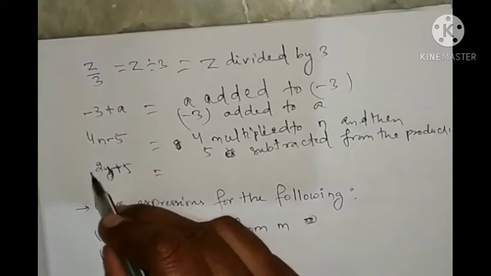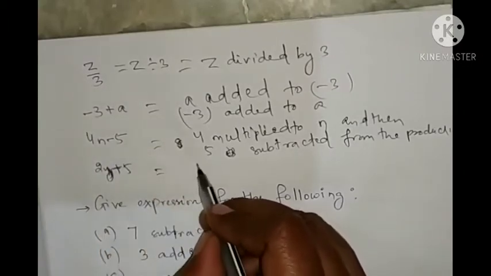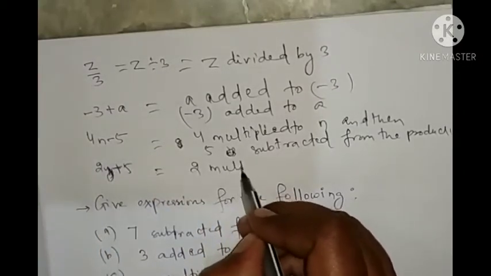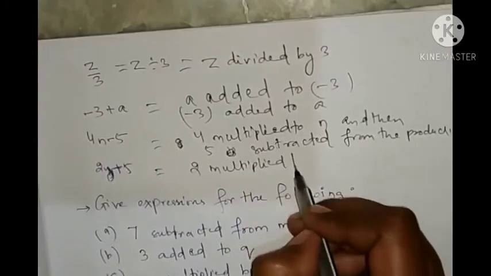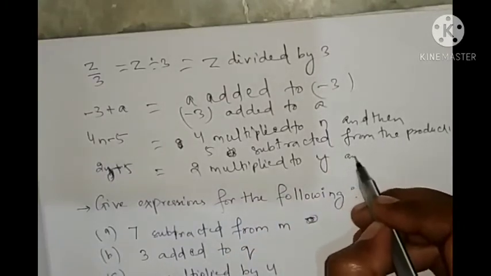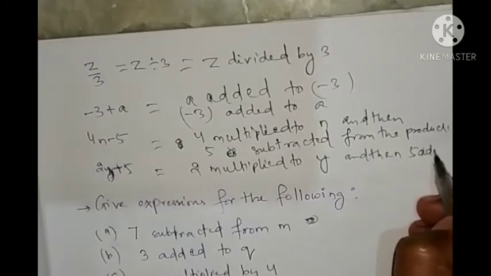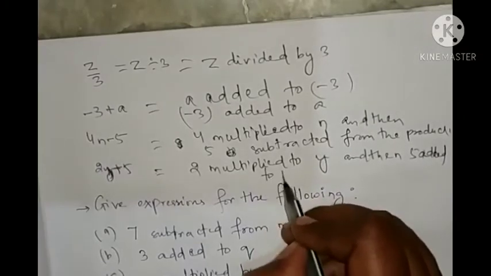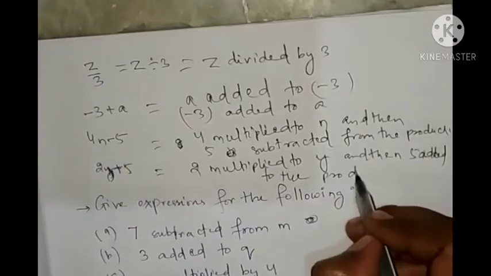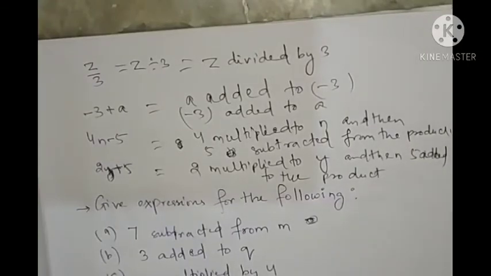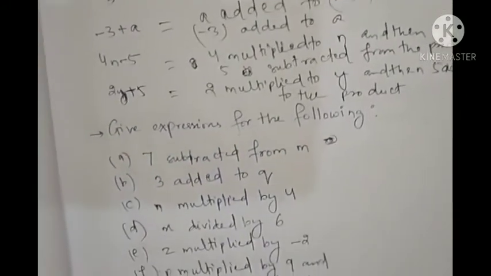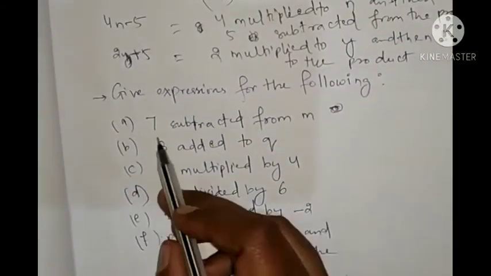The same thing you will write. First what you will write? 2 into y, that is 2 multiplied to y, and then 5 added to the product. Like this you can explain the expression. Okay. Next you see here explanation is given.